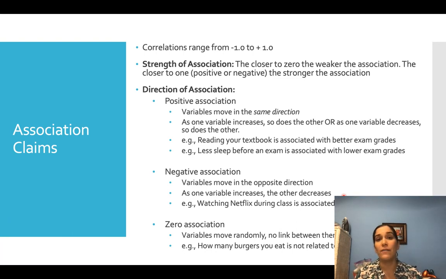You can also have a zero association. Zero association is when the correlation is zero or really close to zero, like 0.1 or 0.15. These tell us that your two variables have no relationship. They don't predict one another. They're not related to each other. For example, how many burgers you eat is not related to exam grades, FYI.